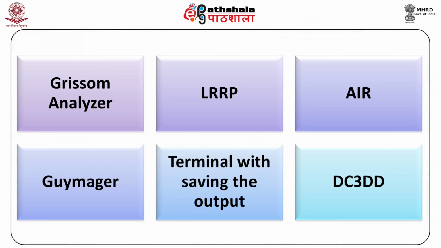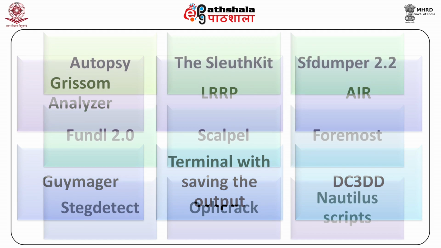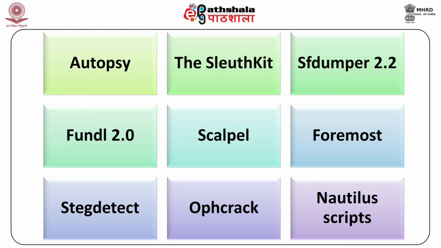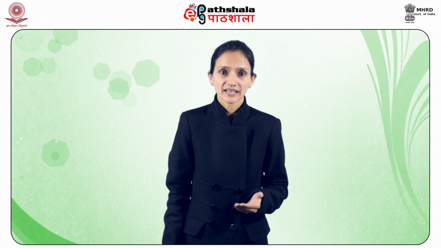For image acquisition, CAINE provides Guymager, LRRP, AIR, Guymager and a terminal with saving the output, DC3DD. For analysis purposes: Autopsy, The Sleuth Kit, Foremost, Scalpel, Steg Detect, Nautilus scripts, etc. It looks like a comprehensive environment.